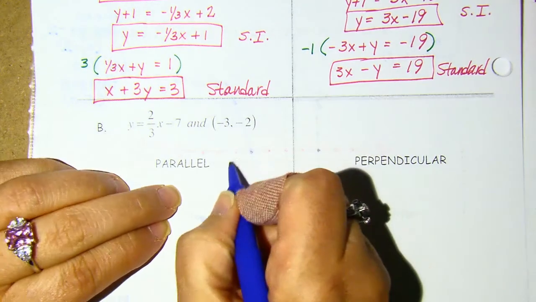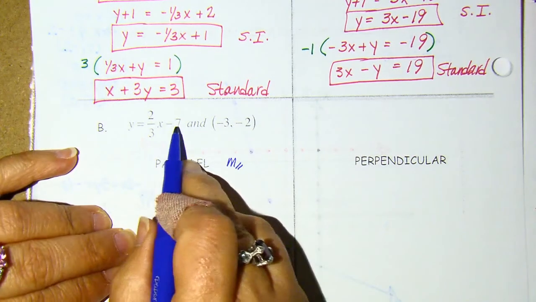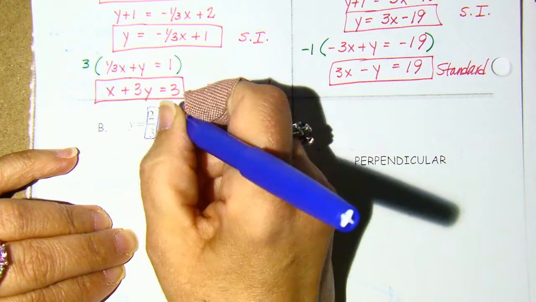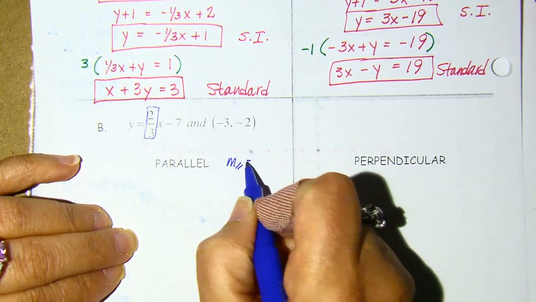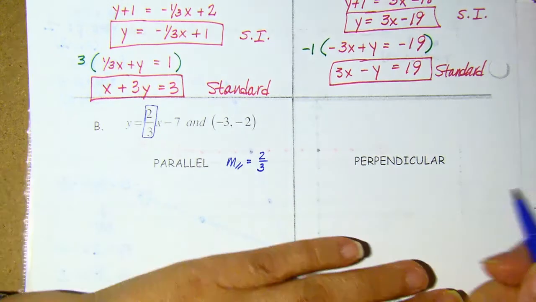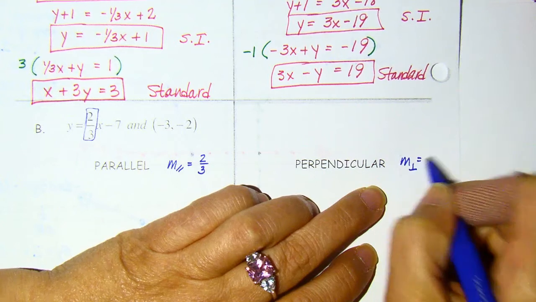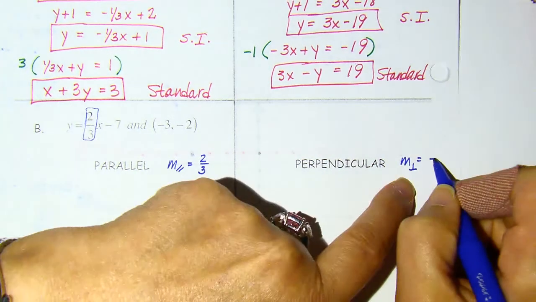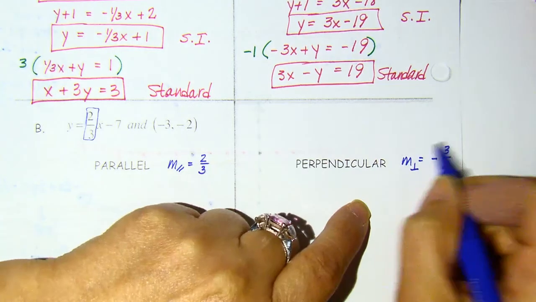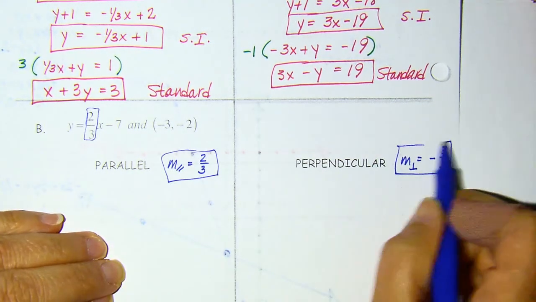Parallel lines have the same slope, so looking here, y equals 2/3 x subtract 7, I know the slope is 2/3. I know parallel lines have the same slope, so the slope here is going to be positive 2/3. Over here on the perpendicular side, I'm going to say the slope of the perpendicular line is not positive but negative, and not 2/3 but 3/2. So this is me just identifying my slopes for both cases right in the beginning.